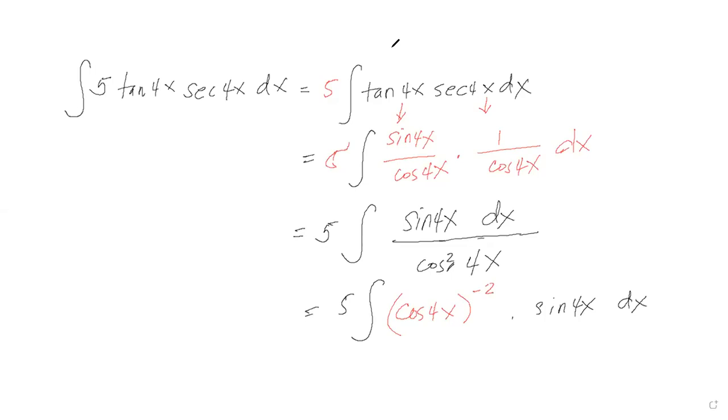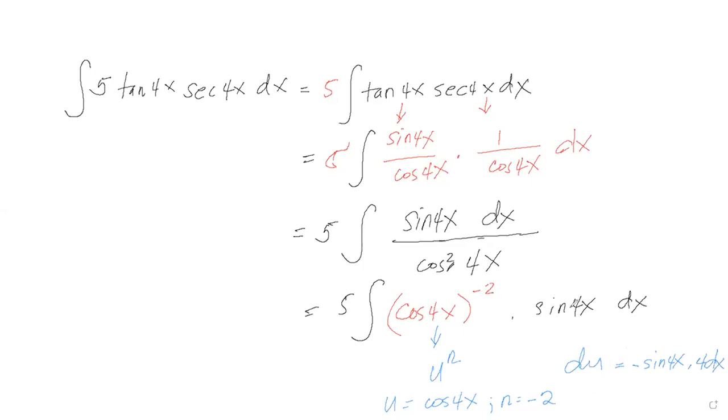What do you think I'm after? This could be u raised to n, provided that I have the du here. What's the derivative? What's your u in this case? Your u is cosine of 4x. Your n is negative 2. If your u is cosine of 4x, the exponent is negative 2, the du of this u is negative sine of 4x times 4 dx.